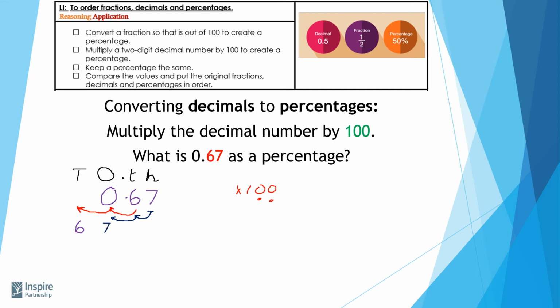So I've got 67. There are no other digits on this side, so there are no digits that need placing in the tenths or the hundredths. I don't need to show my decimal point either. So to confirm what we've just done, 0.67 multiplied by 100 equals 67. That is now out of 100, so it becomes 67%.